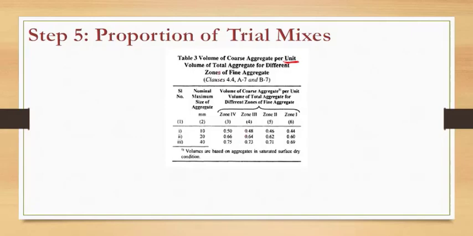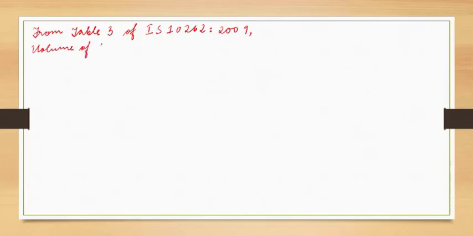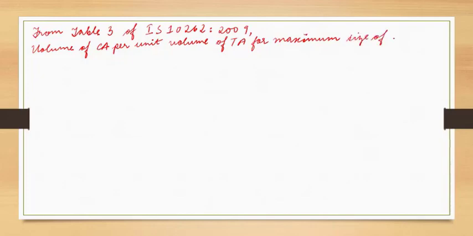So now we can write down from table 3 of IS 10262-2009, volume of coarse aggregate per unit volume of total aggregate for maximum size of aggregate. Kiman dia ase ama question of size of aggregate, it is given as 40 mm.